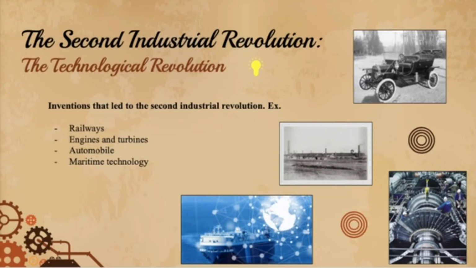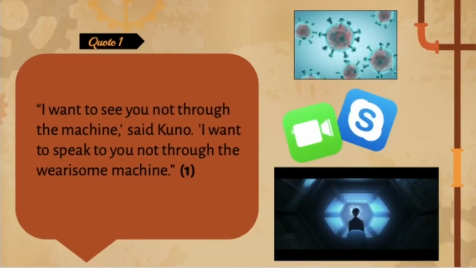As we know, Forster had a lot to say about technology itself. Quote 1. "I want to see you not through the machine," said Kuno. "I want to speak to you through the wearisome machine." I believe this quote can be interpreted or understood in different ways when considered from the perspective of a modern reader versus a person reading the story in 1909.